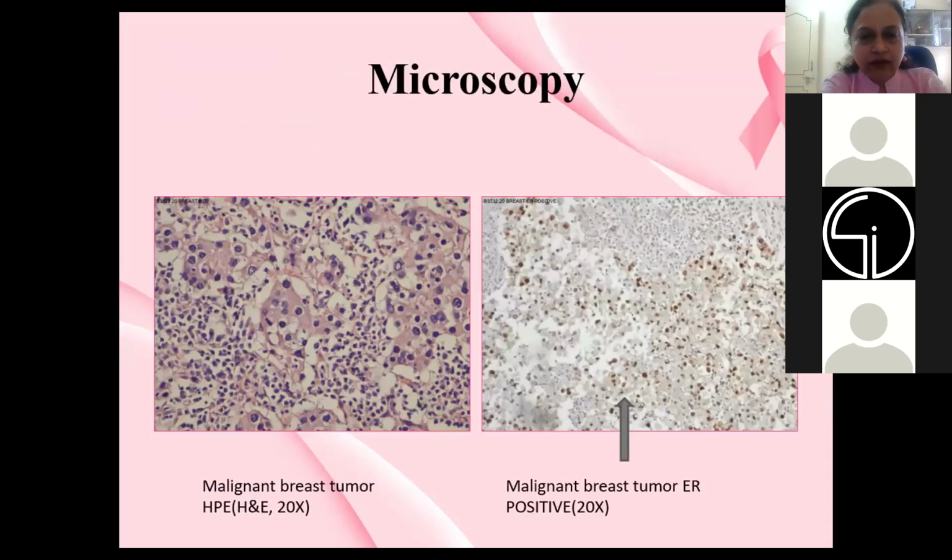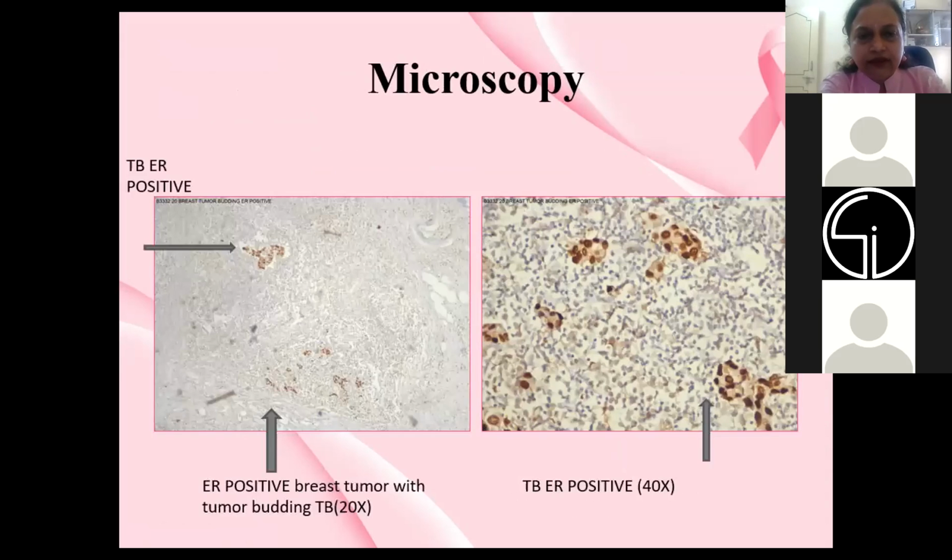You can see an image. On the left side, you're seeing the malignant tumor, with a lot of lymphocytes around it. And on the right side, as the arrow is showing, the dark brown nuclear staining by ER positive malignant breast tumor of the same case. Next slide.